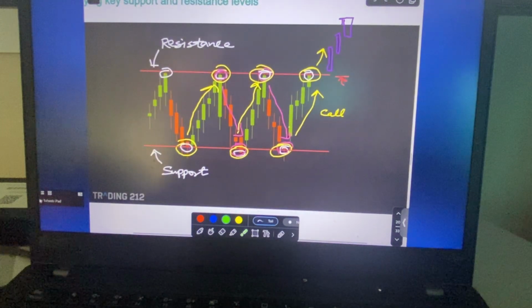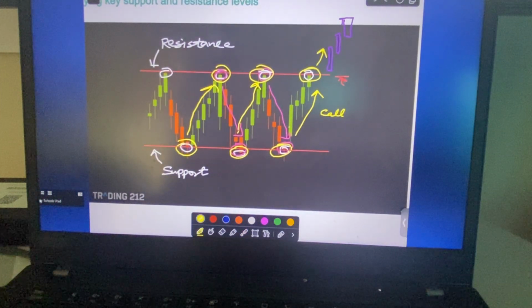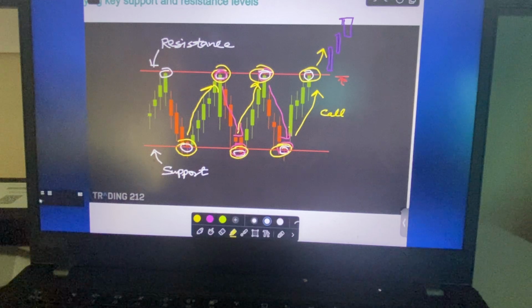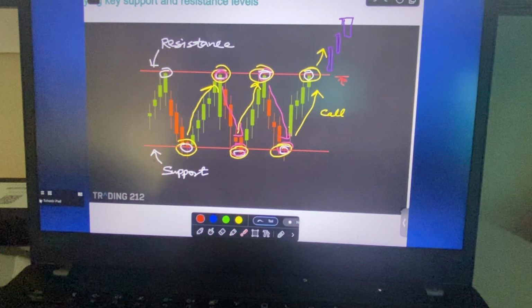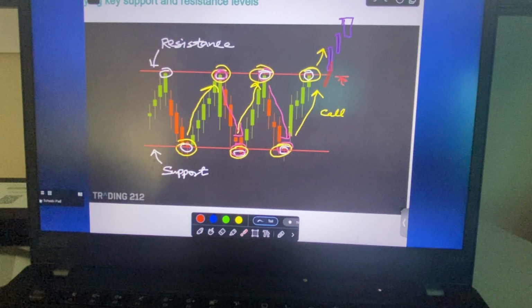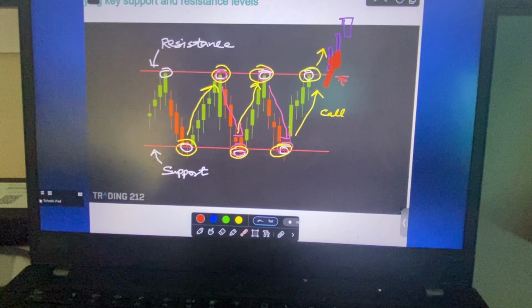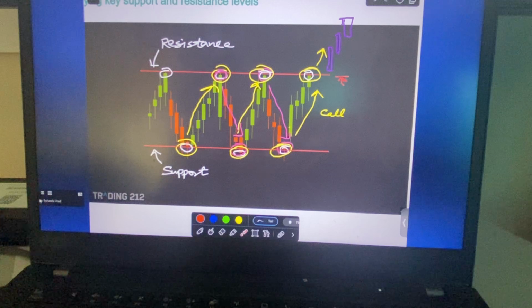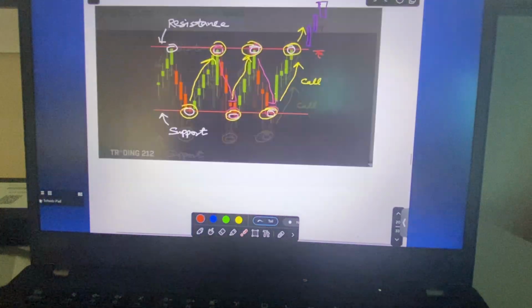Even though we did say yes, we're able to get out at the resistance here, there are some times where the price can actually shoot past resistance. We'll cover that scenario in RSI once we get there.